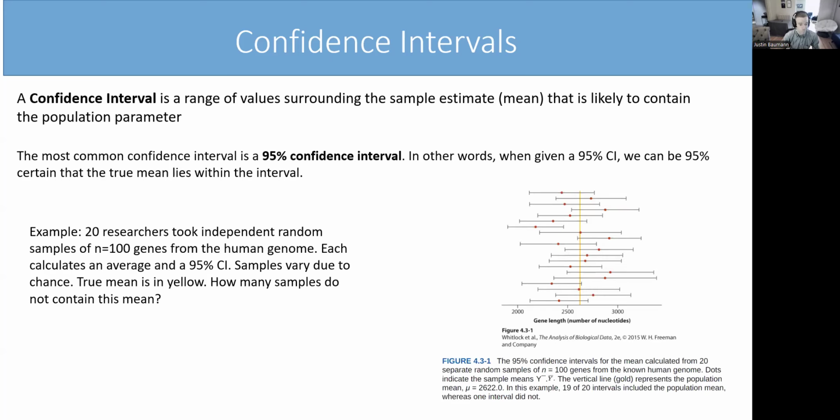So here's an example. 20 researchers took independent random samples of 100 genes from the human genome. Each calculates an average and a 95% confidence interval. There might be some variance due to chance. True mean of the population is in yellow. How many samples do not contain the mean?